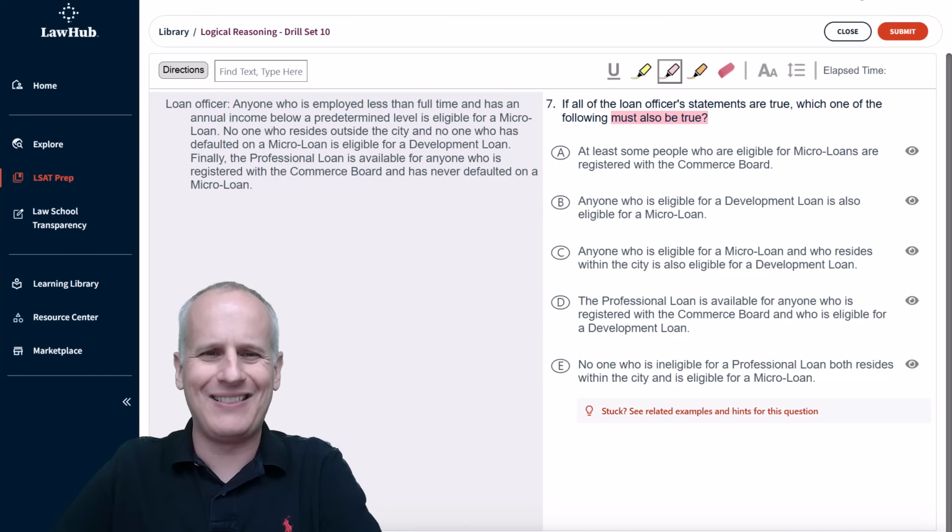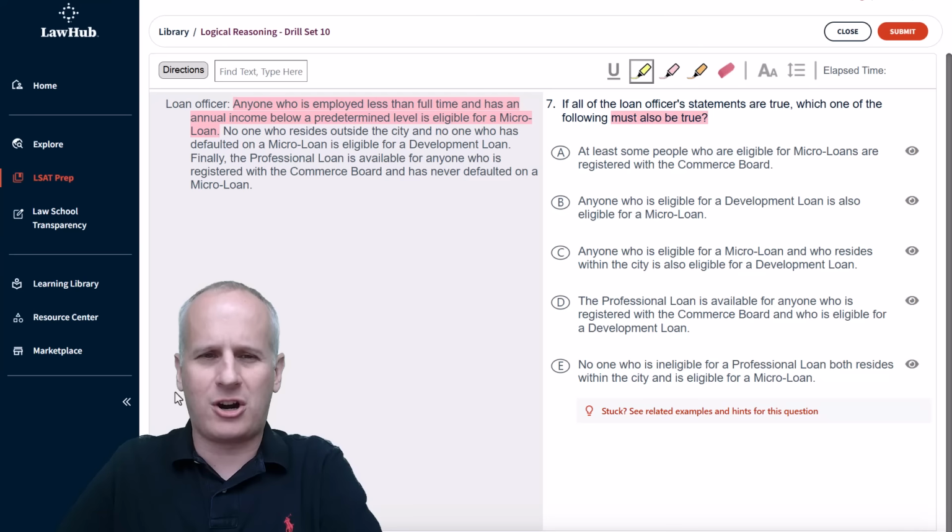We're going to highlight the individual statements of fact in different colors and then cross-check the specifics rather than trying to do this through conditional diagramming, which we know in the digital LSAT era is largely just not efficient enough to work the problems in that fashion. So starting at the top with the loan officer statements, anyone who is employed less than full-time and has an annual income below a predetermined level is eligible for a microloan. Okay, so we've got that statement telling us how you become eligible for a microloan.